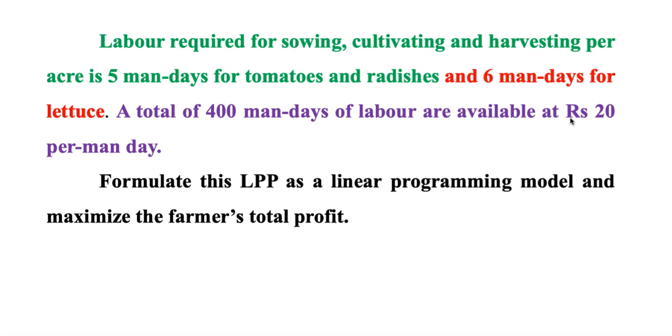Rupees 20 is the cost per man day. So 400 man days are available, and each man day costs how much? 20 rupees. From this, we have to formulate an LPP model and maximize the farmer's total profit. So we have to find out max Z here. Let us go for the solution now.